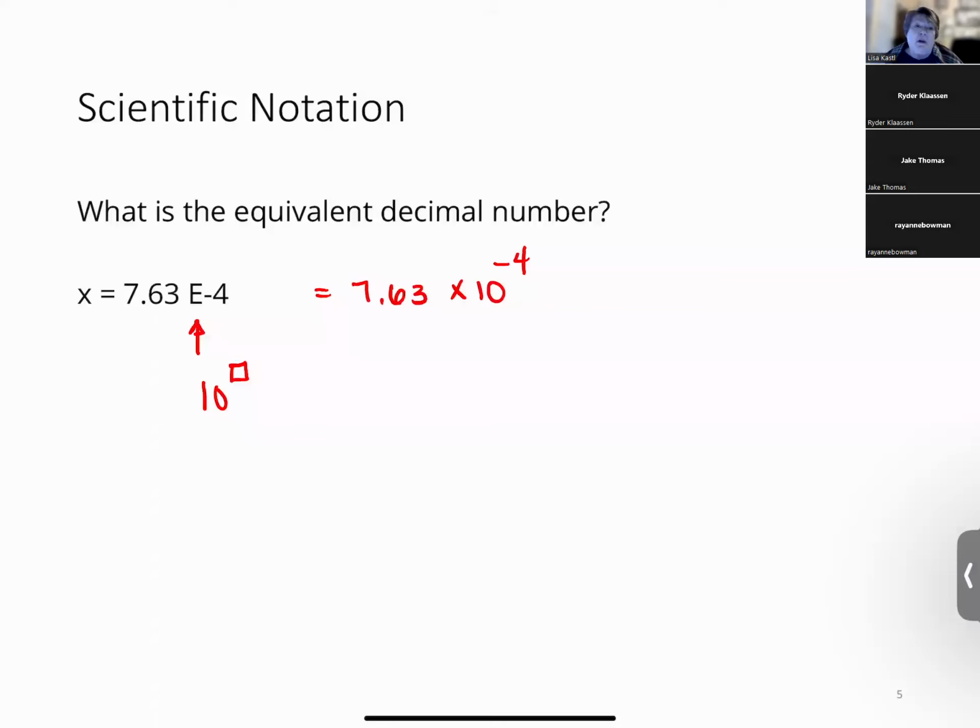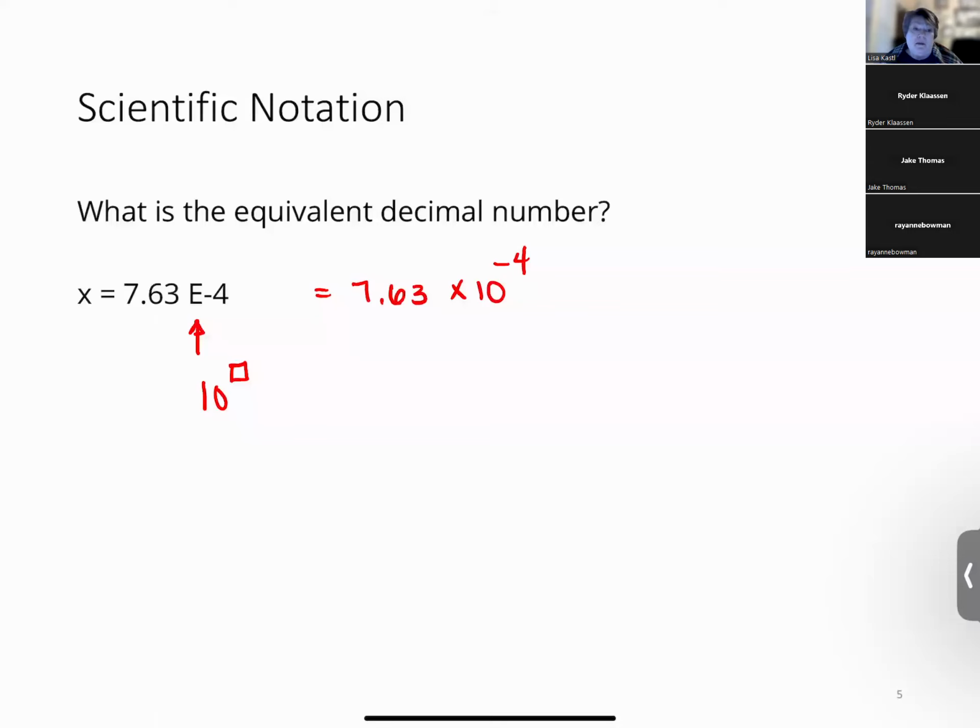It's just a way of us writing a fairly small number in a more concise fashion. And it helps us from writing all those dadgum zeros. And it also helps us determine how many significant digits this particular number has, which we'll talk about later. We will review significant digits. So this has 3 significant digits because it has a 7, a 6, and a 3.